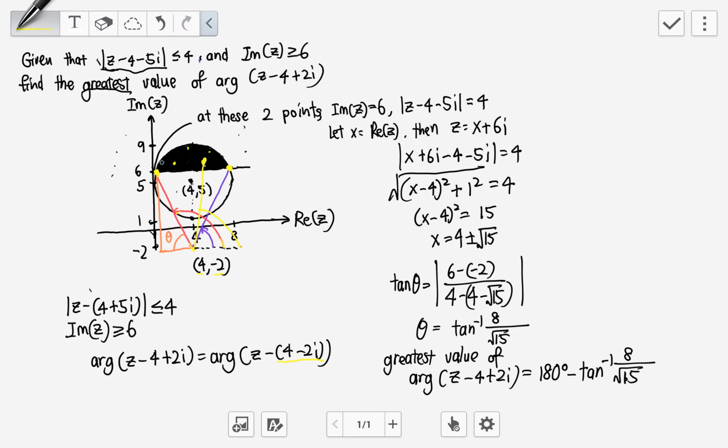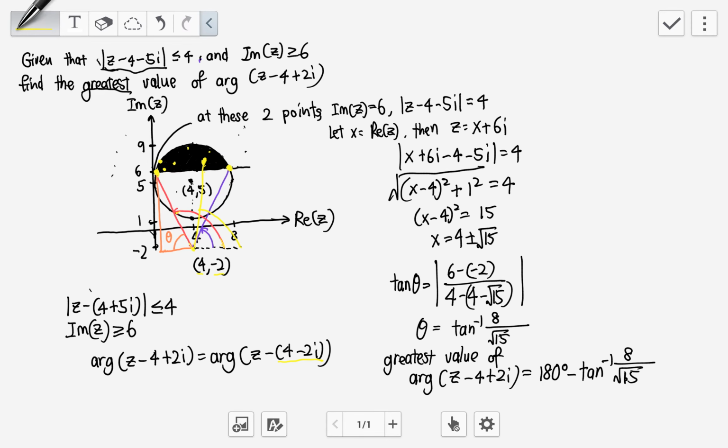The thief cannot be anywhere else. Okay, so if the thief is here, it doesn't give you the greatest angle. This angle is smaller than the red angle. Any angle is smaller than the red angle if the thief is in the black color region.